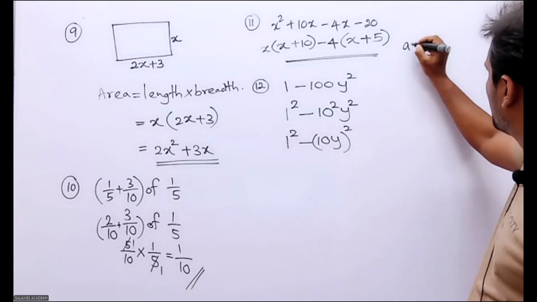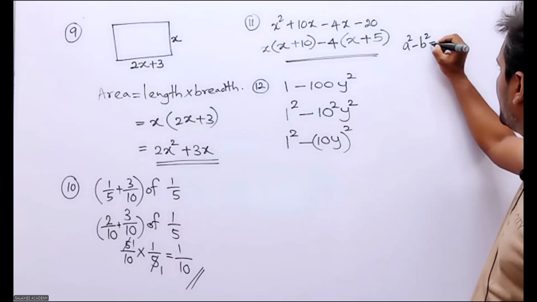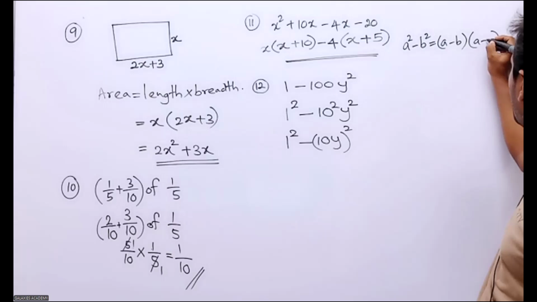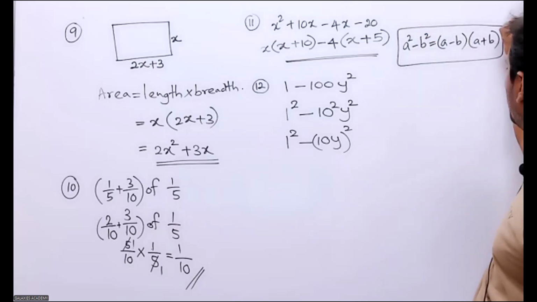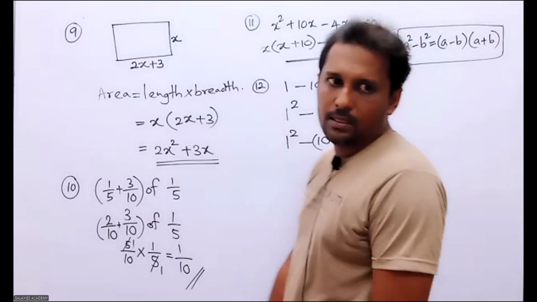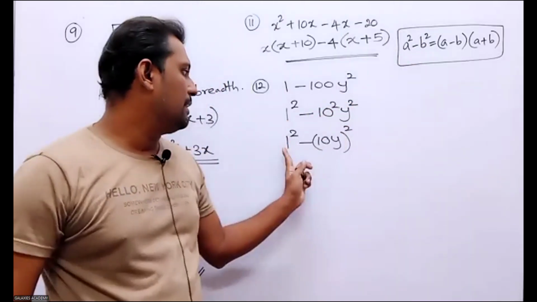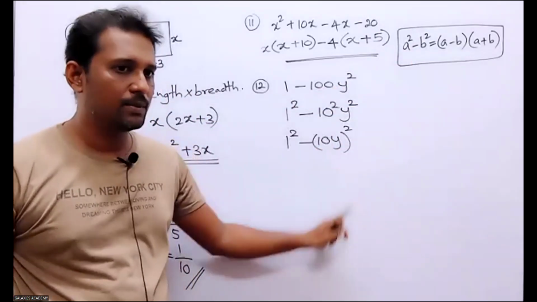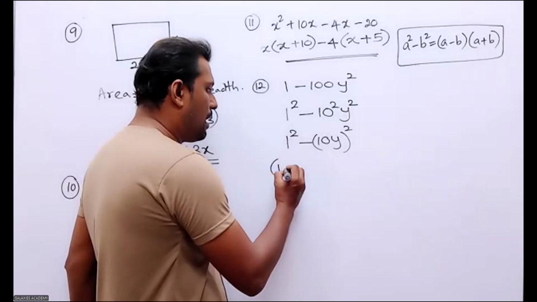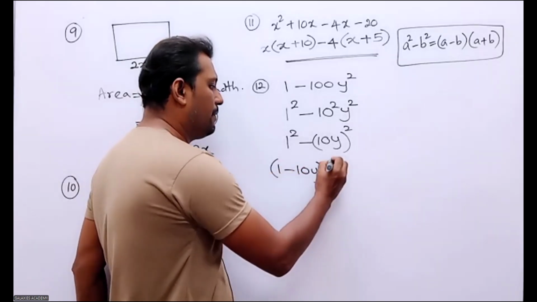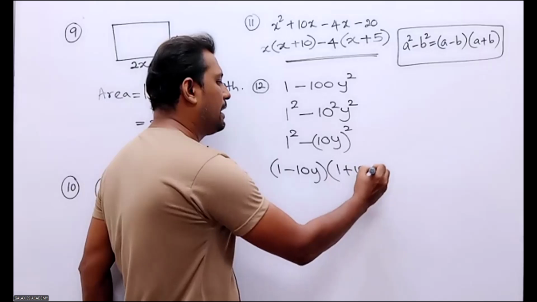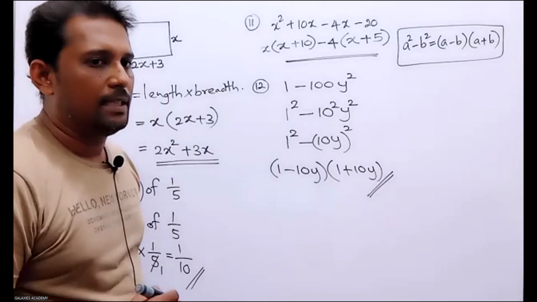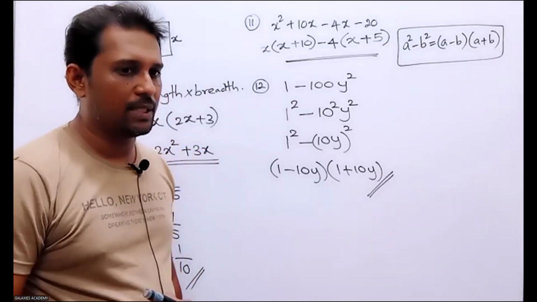Difference of two squares means a squared minus b squared. You can write the factors. There are two factors, a minus b and a plus b. Using this theory, I can write this one. Instead of a, you can see 1. Instead of b, you can see here 10y. So how can you write the factors? 1 minus 10y and 1 plus 10y. Right? They are the factors of the 12th question.